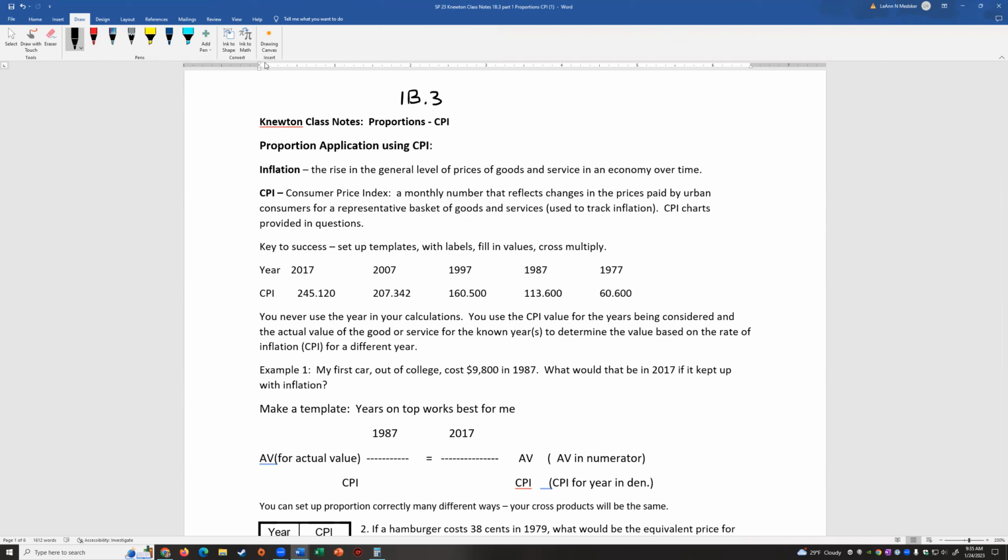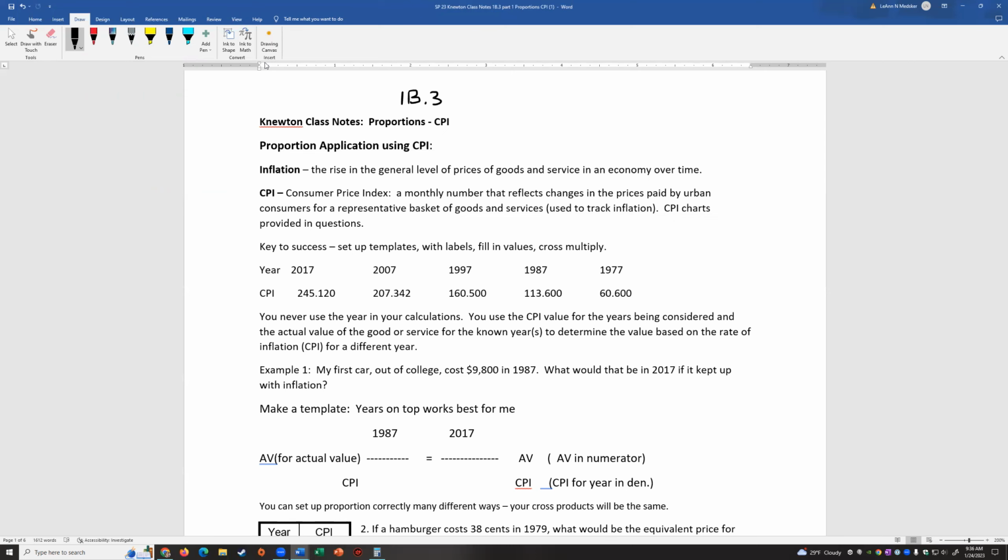So inflation, which I'm sure many of you have heard about, especially in recent years, is the rise in the general level of prices of goods and services in an economy over time. CPI is the Consumer Price Index. So this is a monthly number that reflects the changes in prices paid by urban consumers for a representative basket of goods and services, which we use to track inflation.